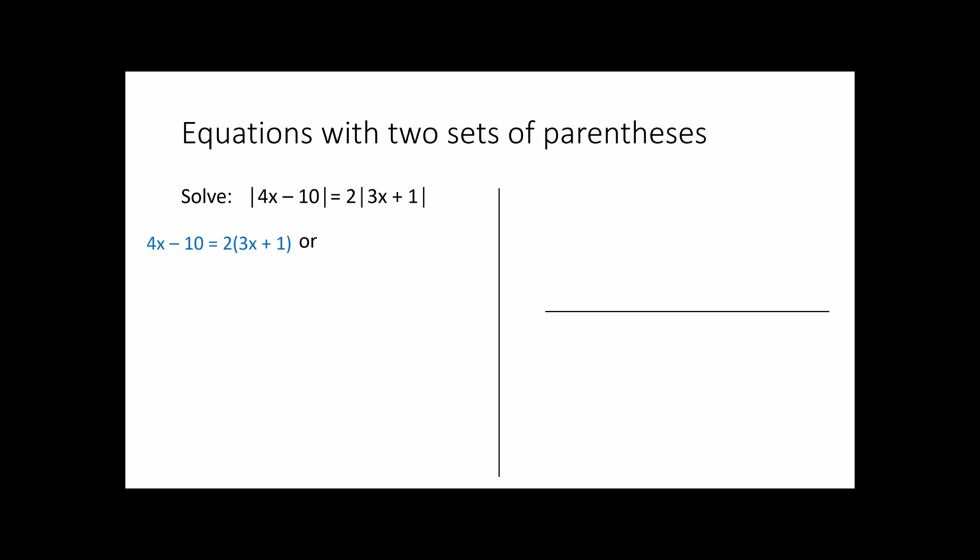Just like before, we are going to split this into two separate equations. Notice that the one on the left is exactly as written. I just changed these absolute value bars to parentheses. On the right, I did the exact same thing, except I stuck a negative sign in front of this 2.